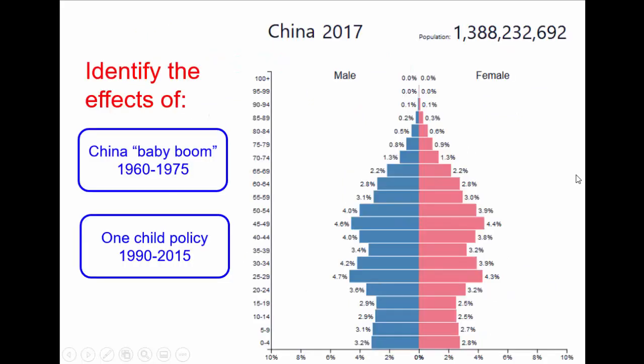So here's something for you to think about. There's a little red thing there, which means you should have a look at this yourself. This is the population pyramid for China. Again, maybe look at the more recent one and think about the issues mentioned here.